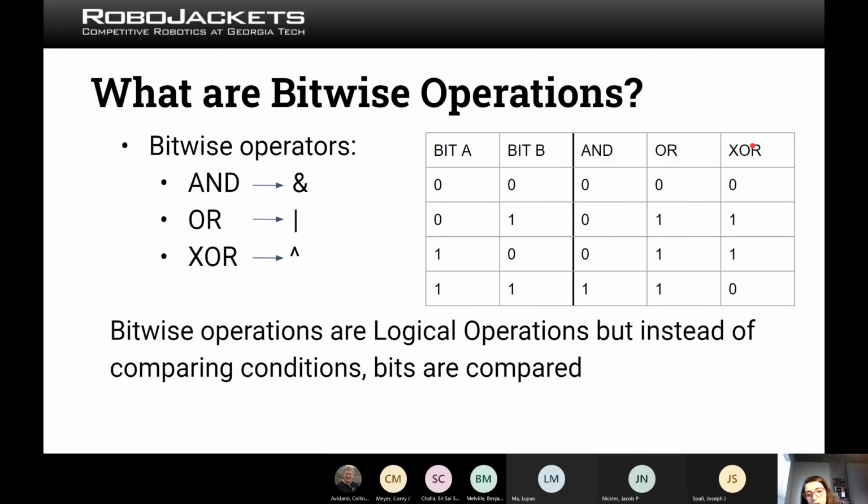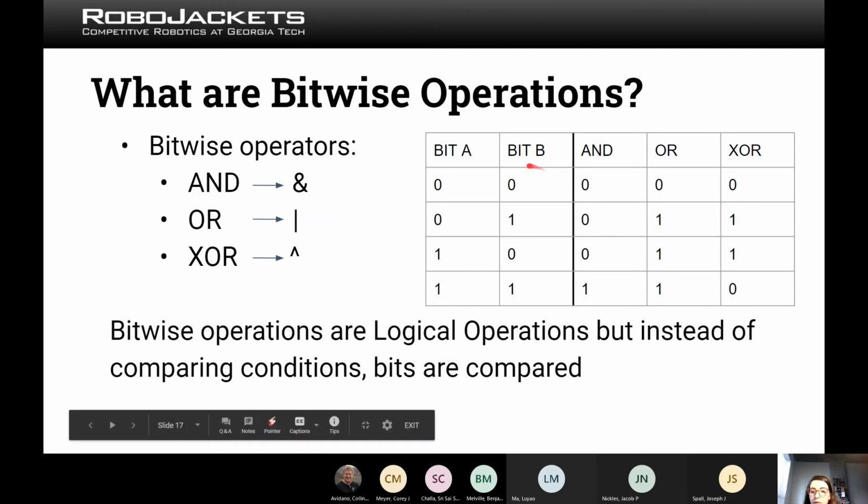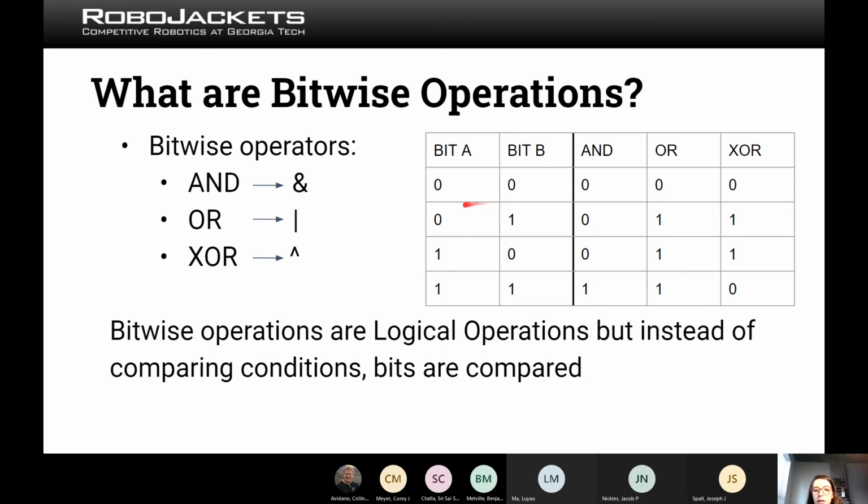And then XOR is called exclusive OR, which means you need to have a different value between your bit A and bit B. So if you have 0 and 0, that will just output a 0 like the OR. But if you have a 1 and 1, that's also going to output a 0 because it's not an exclusive OR. Where you're going to get 1 is if you have 0 and 1, and 1 and 0.